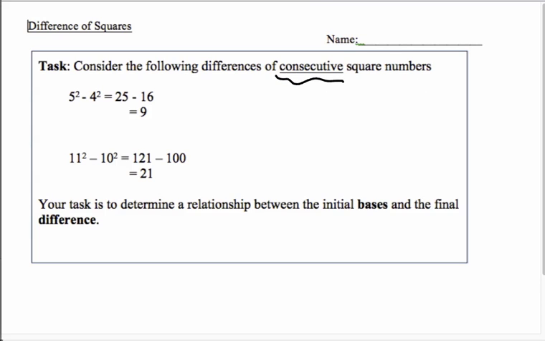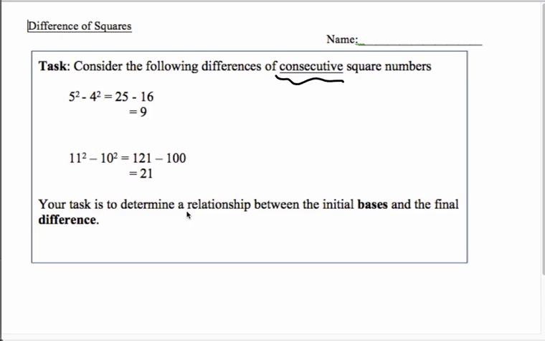Consecutive numbers are numbers like 6, 7, 10, 11, two numbers in a row. So remember that, we're only looking at the difference of consecutive square numbers. So here we have 5 squared minus 4 squared is 25 minus 16, which is 9. And then we have 11 squared minus 10 squared is 21.